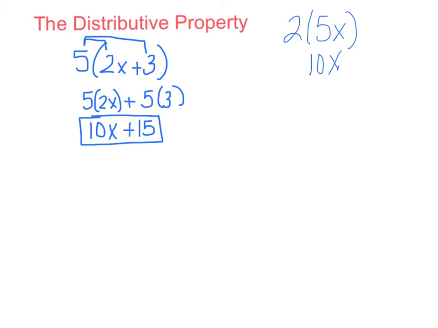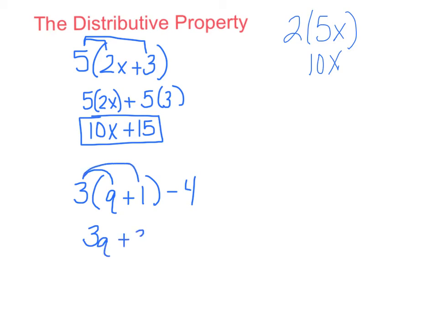So let me give you an example that would use the distributive property. If I gave you, for example, 3 times (q plus 1) minus 4, you first have to get rid of the parentheses. You cannot add q plus 1 because they are not like terms. So we're going to take 3 times q, which is 3q, and 3 times 1, which is 3. And then the minus 4 comes down. Now we do not multiply to the negative 4 or the minus 4 because it's not in parentheses.